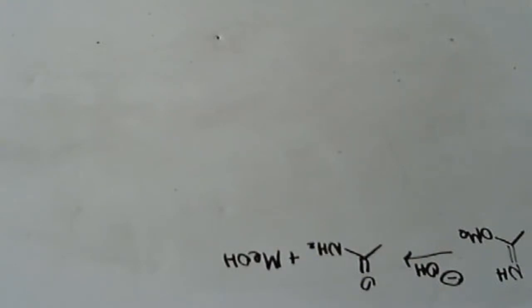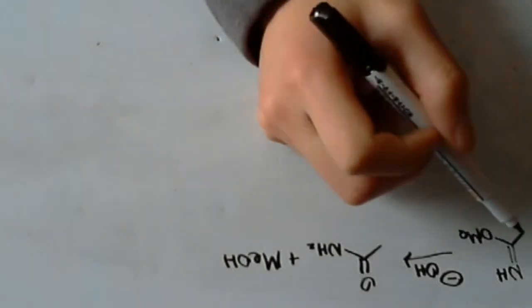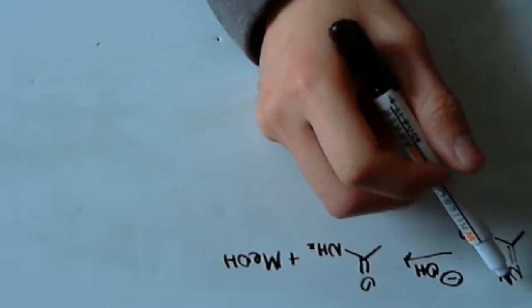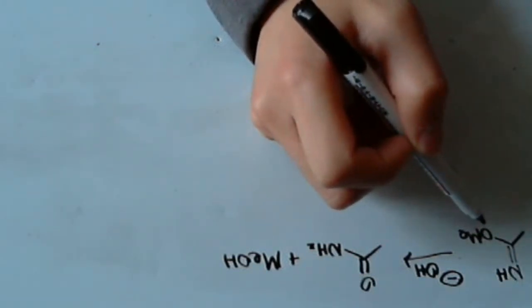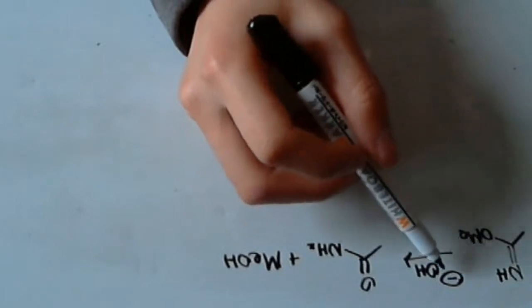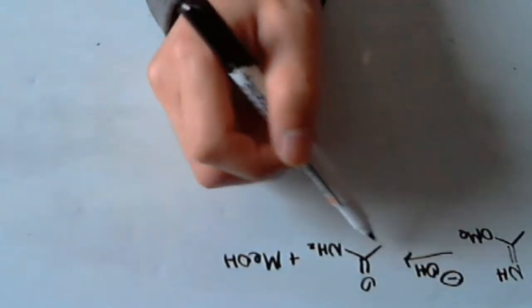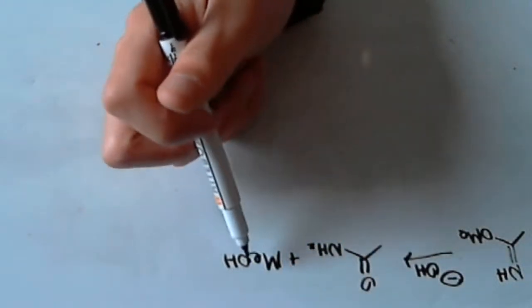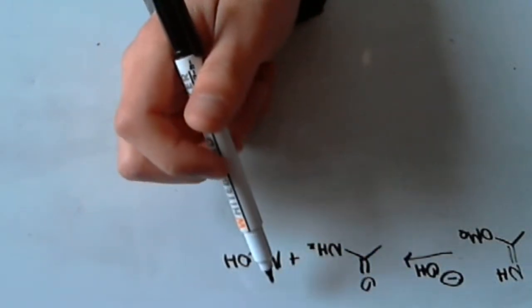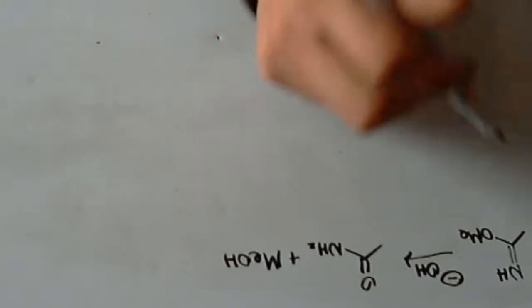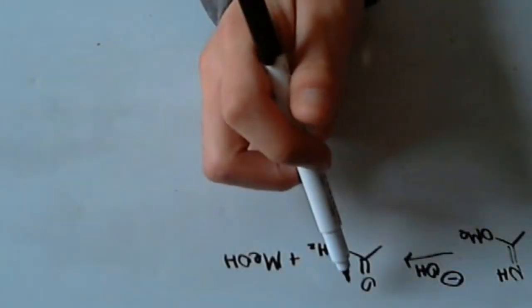Hi, this is OrgoChemSimplified, and here we have a mechanism problem. Here we have a double bond to an NH with a methoxy group. We're reacting that with simple OH minus, and we get this amide out with an additional methanol. So the problem is, what is the mechanism to go from here to there?